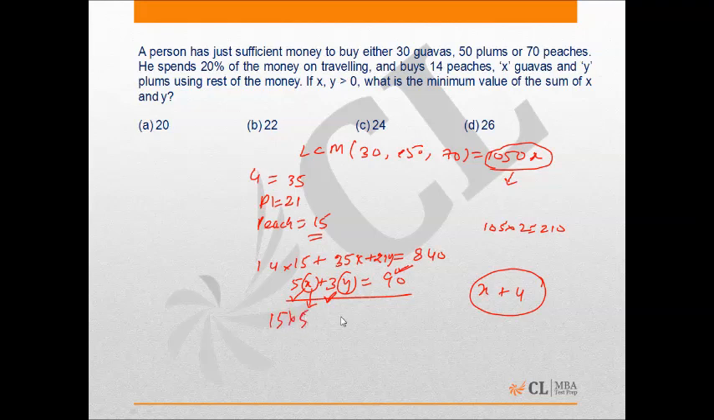In that case 15 into 5 plus 3y equals 90. From here we get y equals 5. So the value of x is 15 and that of y is 5. In order to minimize the value of x plus y, which will be 15 plus 5, 21, which is our option A.